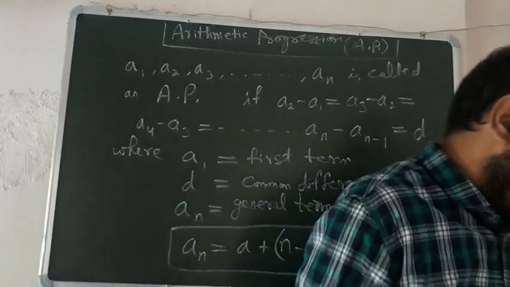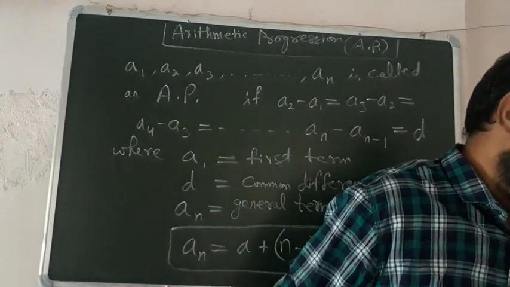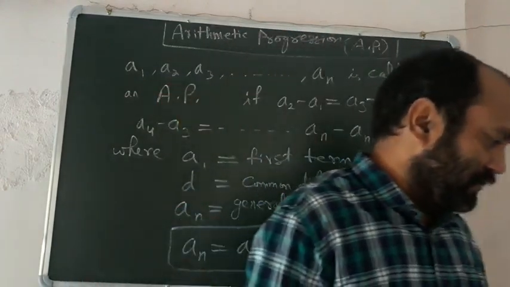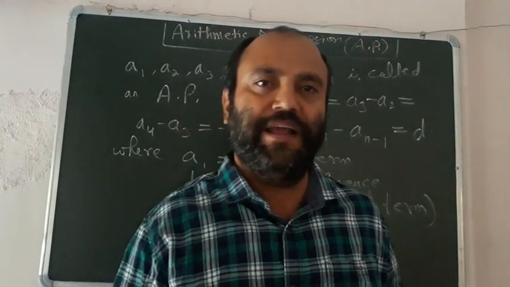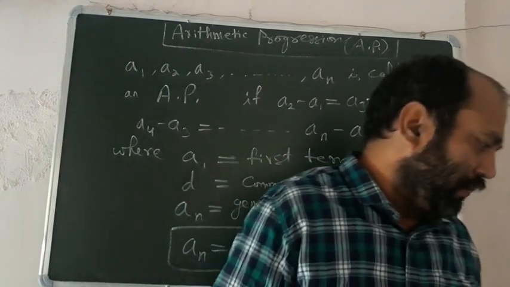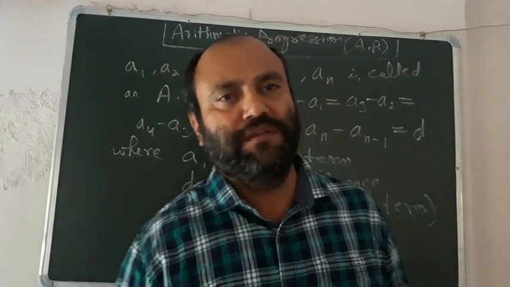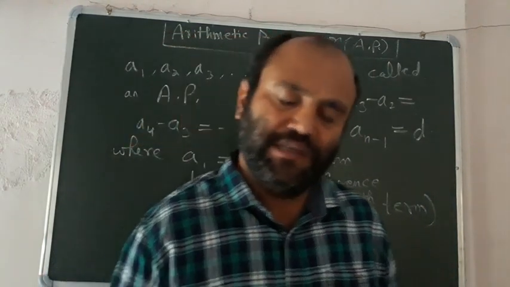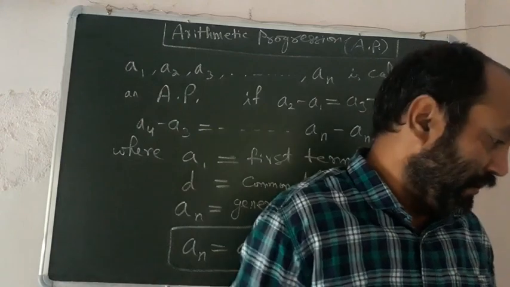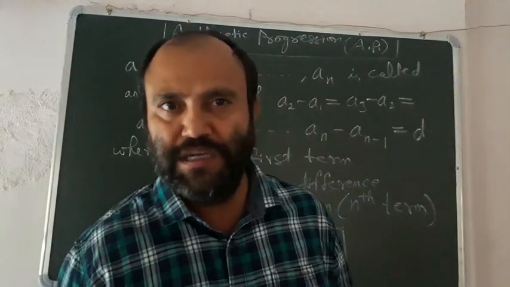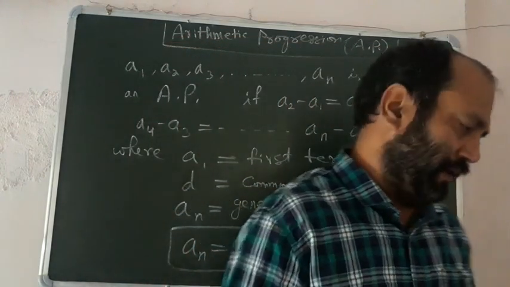So there are some properties of AP. Your first property is if a constant is added to each term of an AP, the resulting sequence is also an AP. If we add any constant number to each term of any AP, the sequence will remain an AP; it will make no difference. The second property is if a constant is subtracted from an AP, the resulting sequence is also an AP. If we subtract any constant term, the resulting sequence is in AP, right?